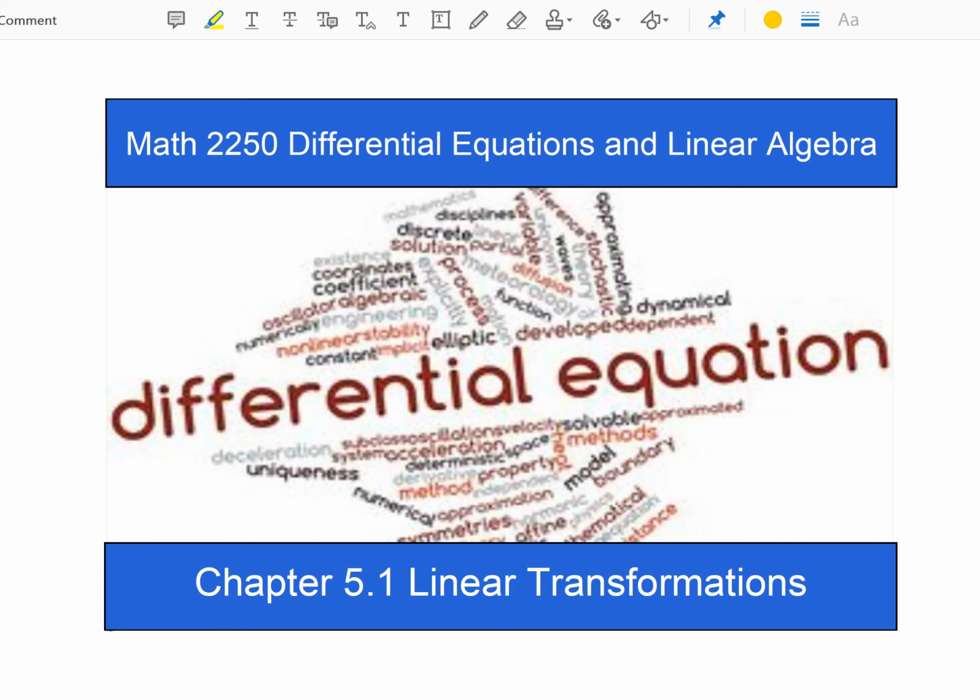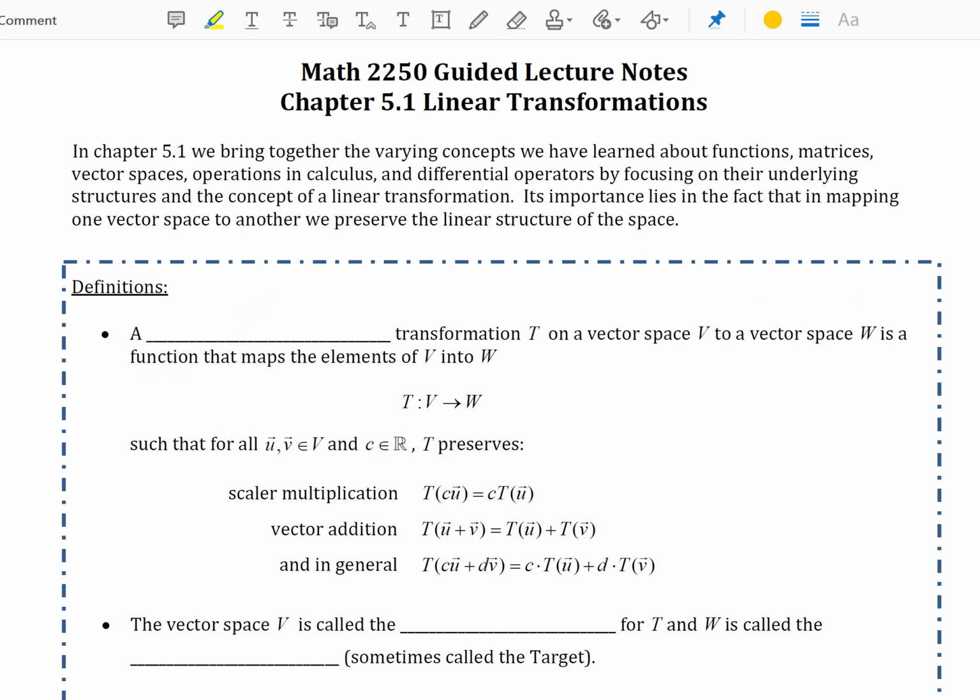In this video, we are going to be going through Chapter 5.1, Linear Transformations. In Chapter 5.1, we bring together the varying concepts we have learned about functions, matrices, vector spaces, operations in calculus, and differential operators by focusing on their underlying structures and the concept of a linear transformation. Its importance lies in the fact that in mapping one vector space to another, we preserve the linear structure of the space.